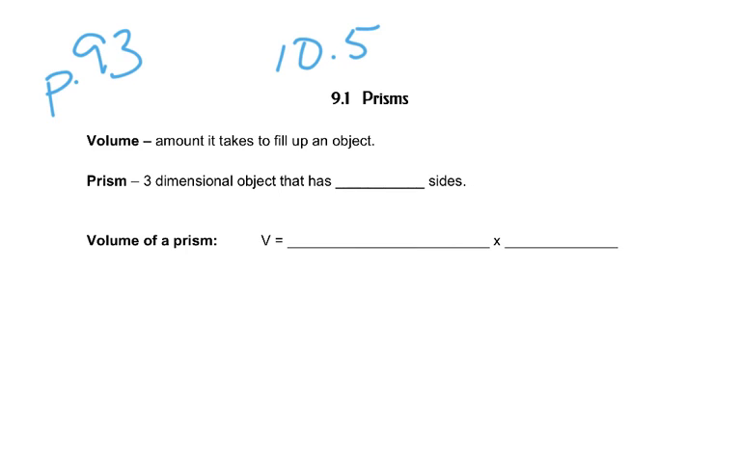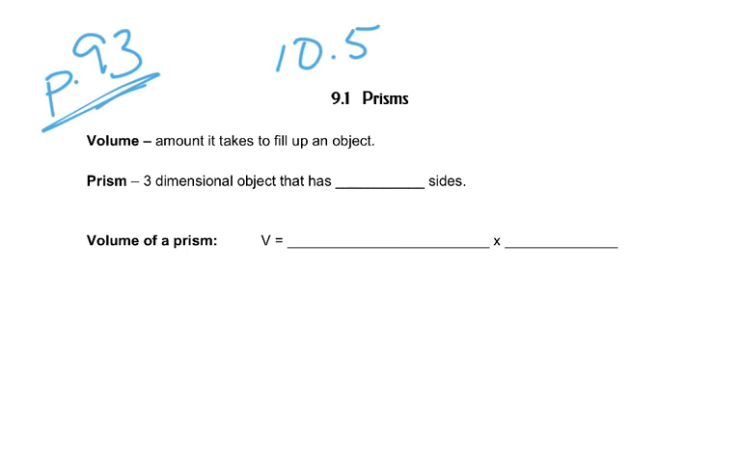So in this section we'll look at our 10.5. We're on page 93 in your workbook. The volume is the amount it takes to fill up an object. So perimeter is the distance around the outside edge, area fills in a flat surface, and volume fills this up. So think of an aquarium or a swimming pool or a cup of tea or a bottle of water. Anytime you're filling something up, that is volume.